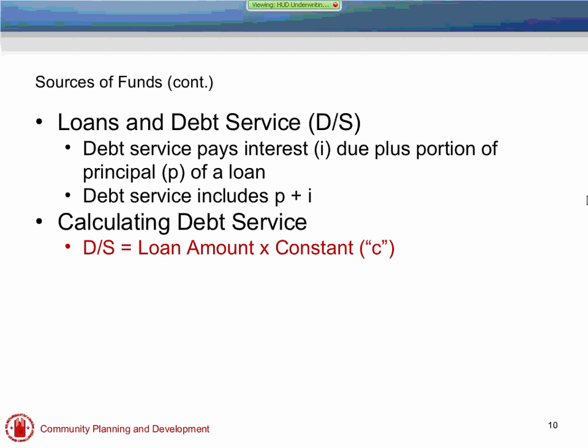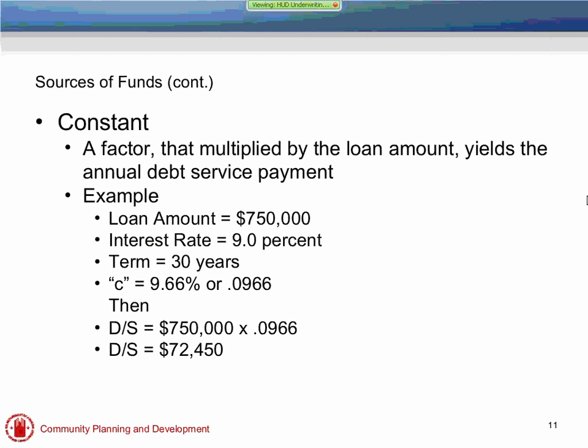But just to give you an idea, the constant is just a weighted average, and you don't have to worry about how that constant is actually calculated. So our first formula, again, debt service equals the loan amount times the constant. And that's going to give us our annual debt service. So again, the constant multiplied by the loan amount gives us our annual debt service payment.